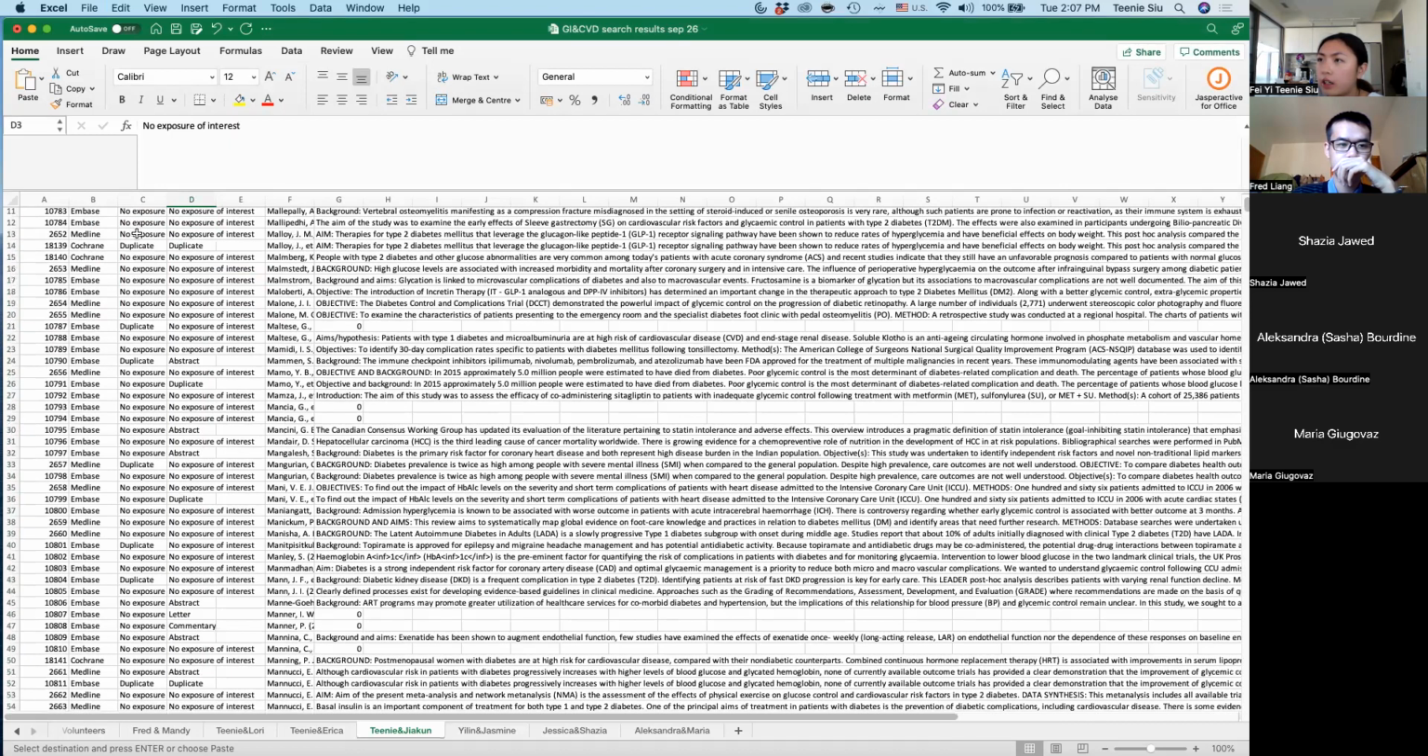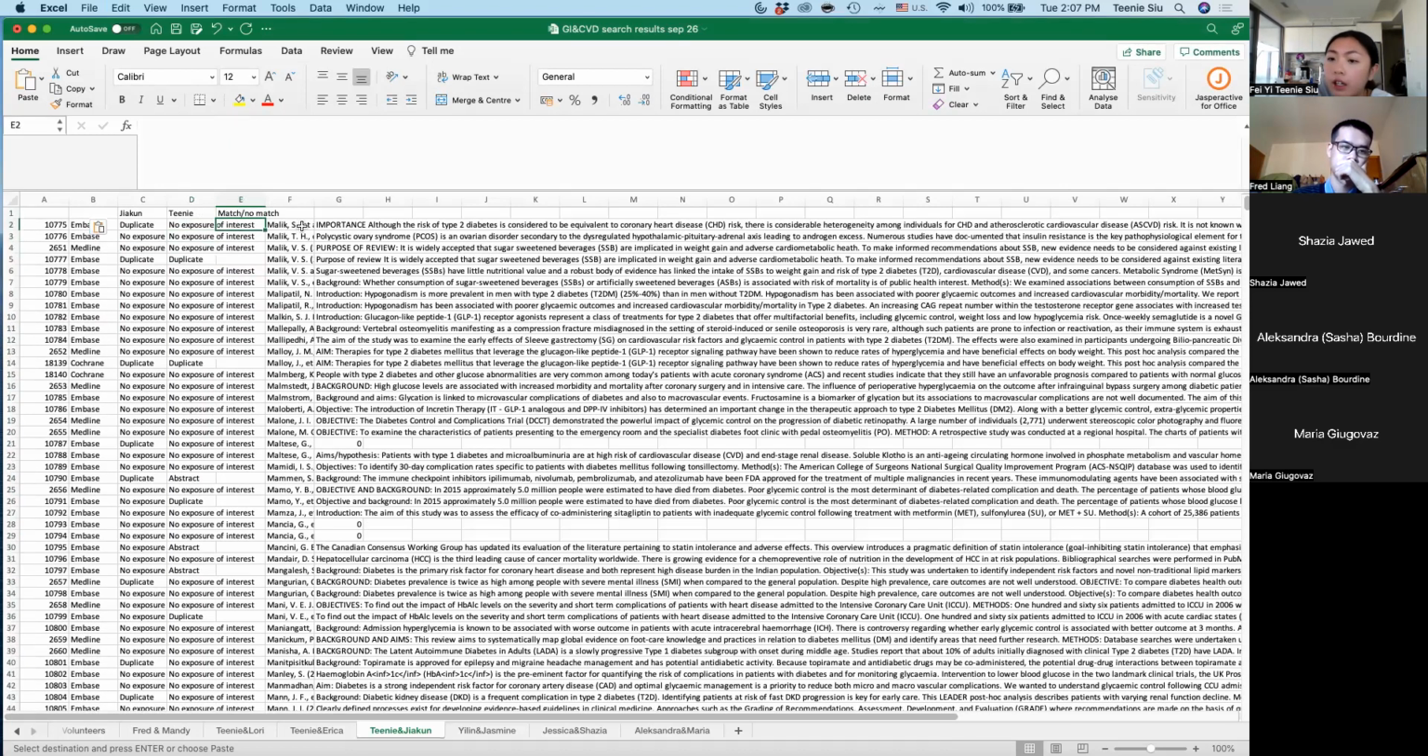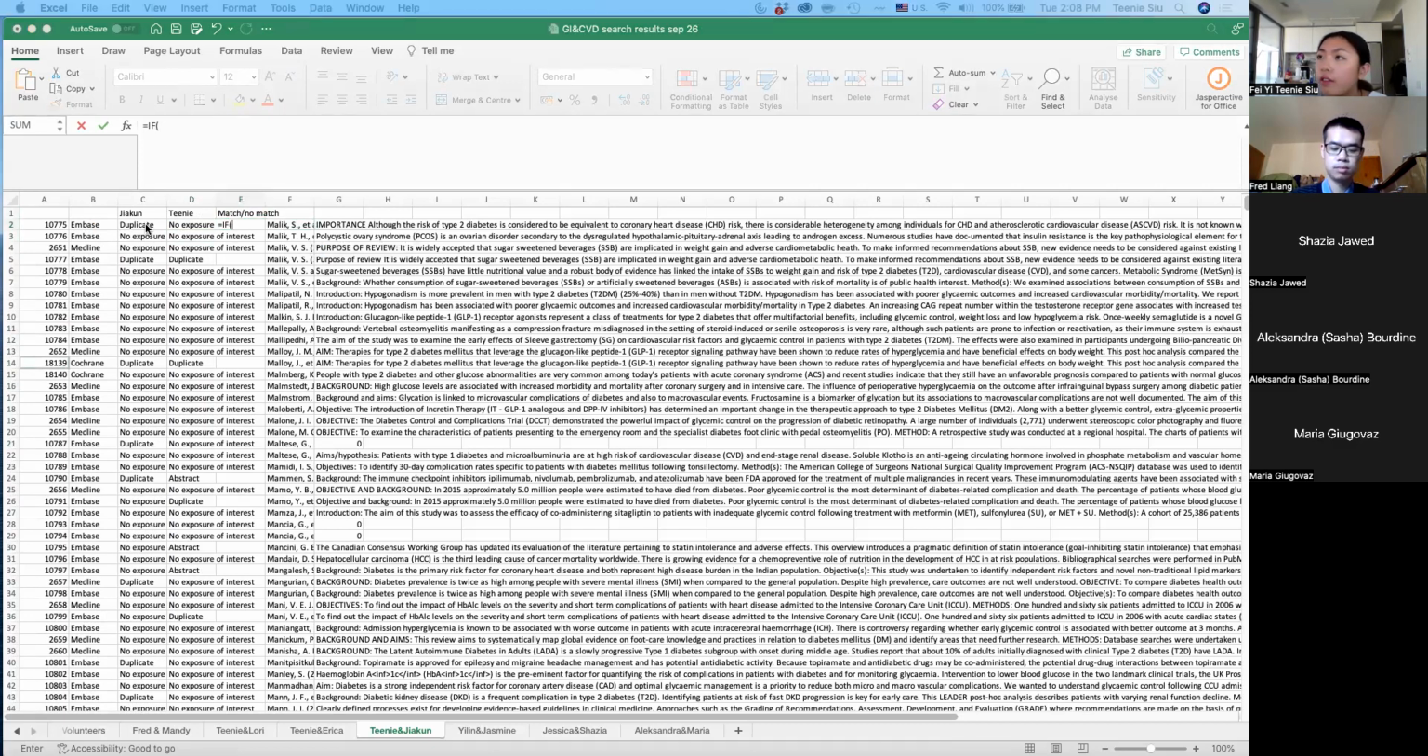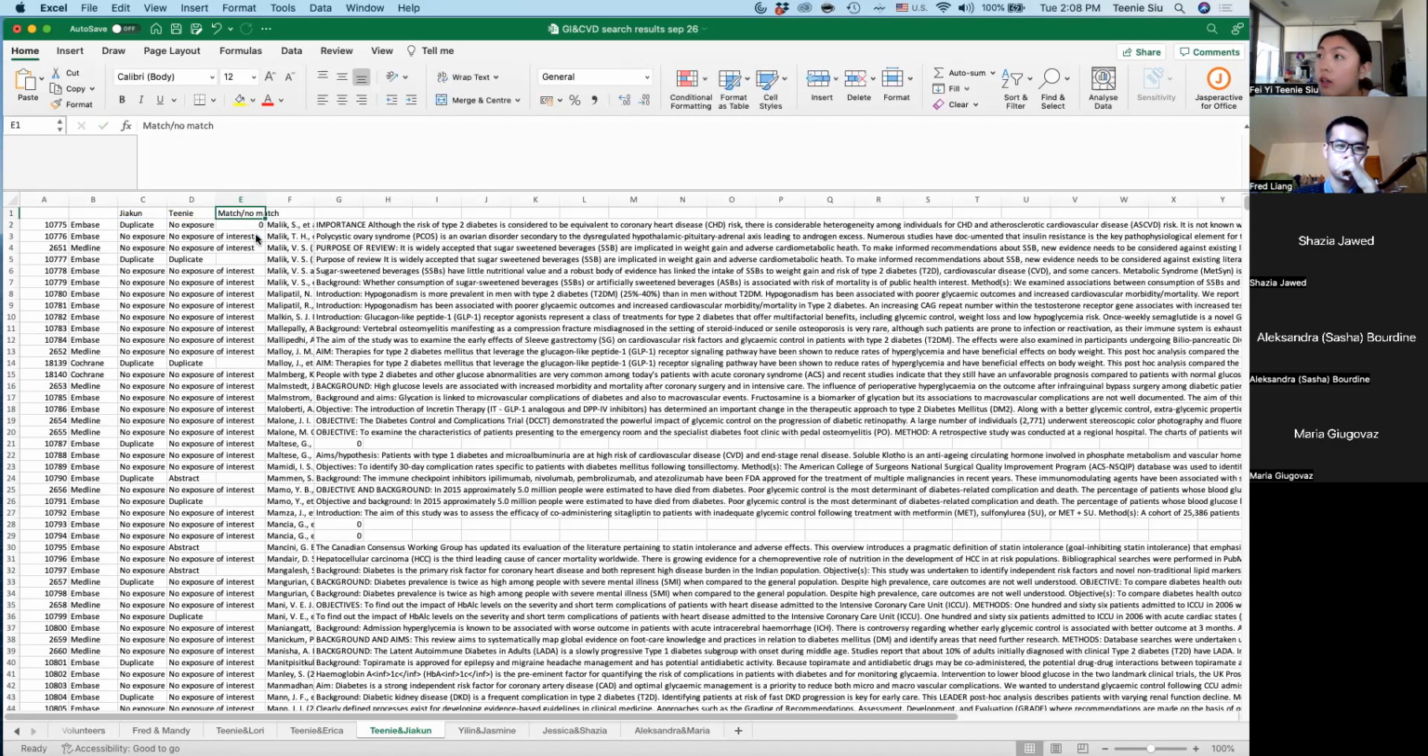I copied it, pasted it on his column, and then here I'm gonna write equal sign if, and then you choose his column, equal sign to my column, so C2, D2, and then comma, match, comma, no match.